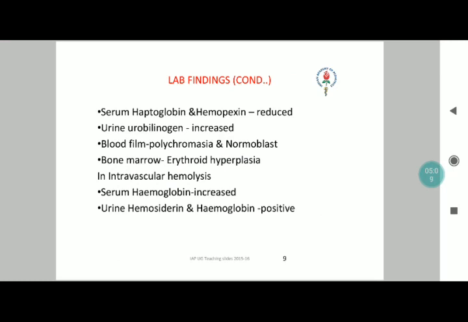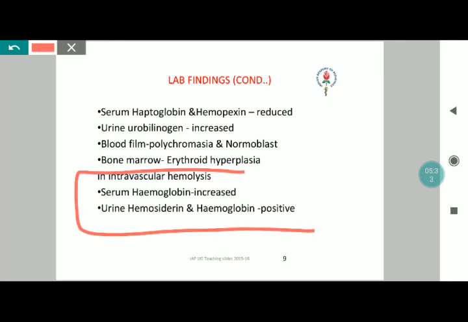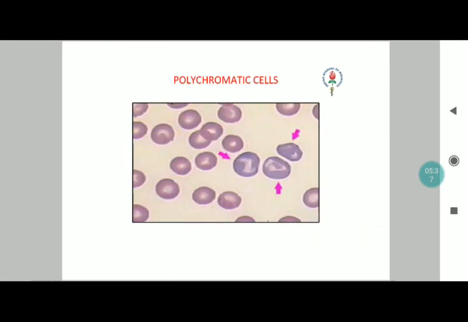Now, to further go on, if we go to the other more specific investigations, serum haptoglobin and serum hemopexin both will be reduced markedly. Urine urobilinogen will be increased. There will be an increased number of normoblasts and polychromasia noted on the blood film. If you do a bone marrow investigation, erythroid hyperplasia will be noted, and specifically in cases of intravascular hemolysis, there will be an increase in serum hemoglobin. This is the only exception where there will be an increase, and urine hemosiderin and hemoglobin both will be positive.